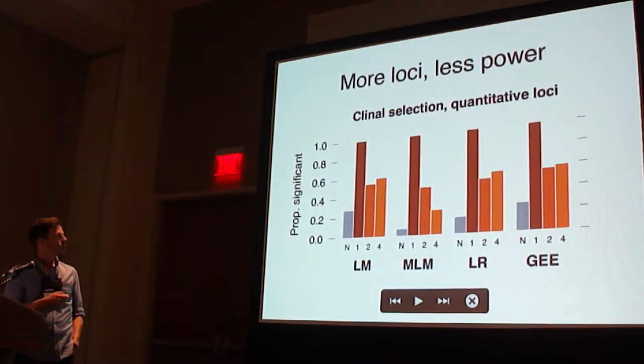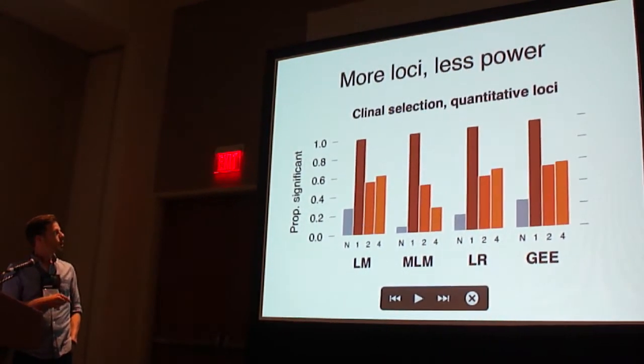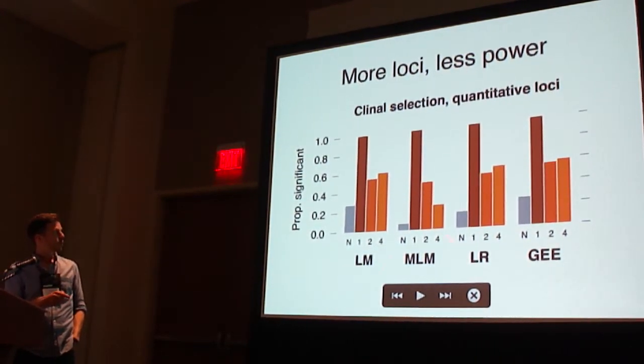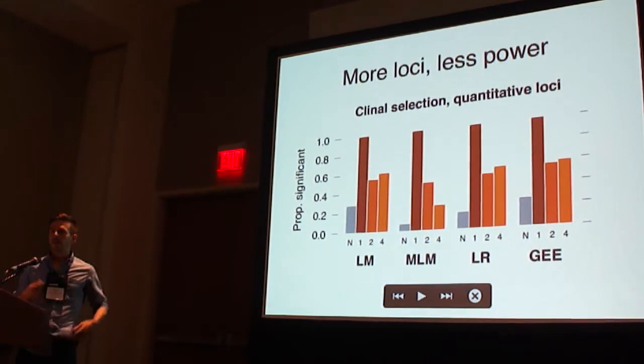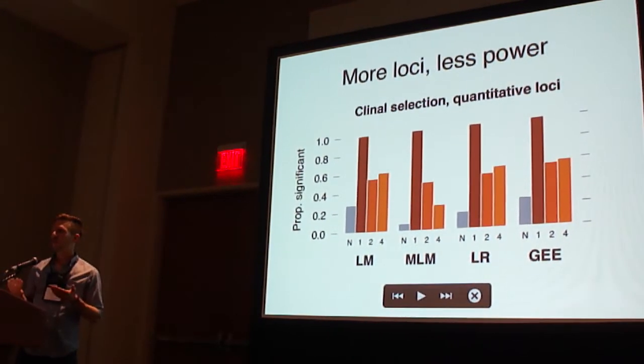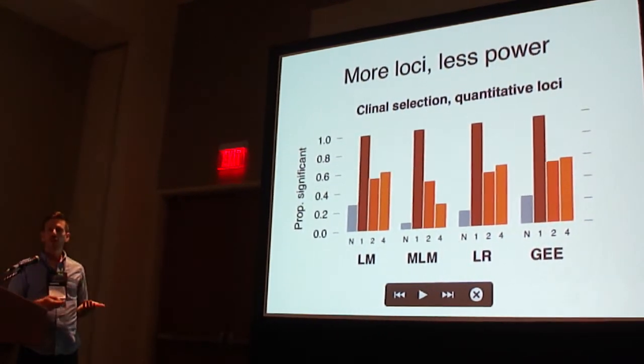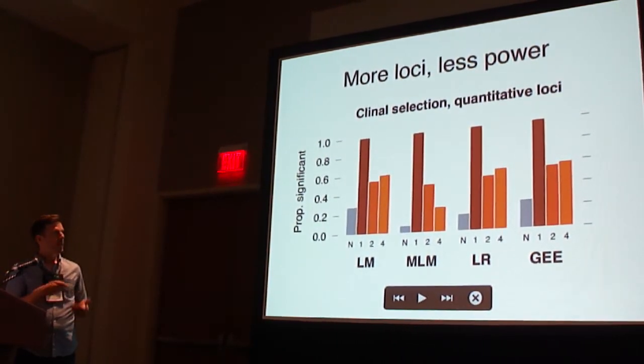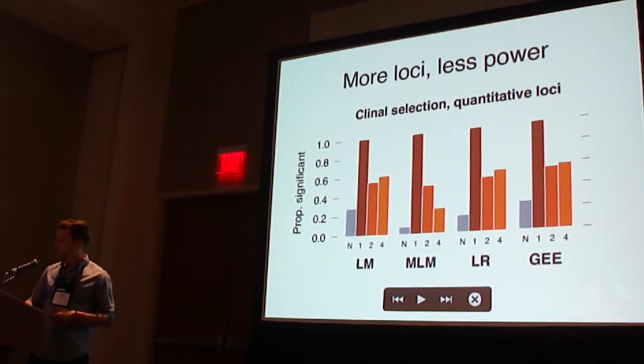The simple linear model is pretty bad in terms of false positives, but it's also better in terms of true positives compared to the MLM, the mixed linear model, which again has that control for population structure. That turns out to be just sort of universally conservative. It's bad at finding the real loci, but it's also good at avoiding the false ones.